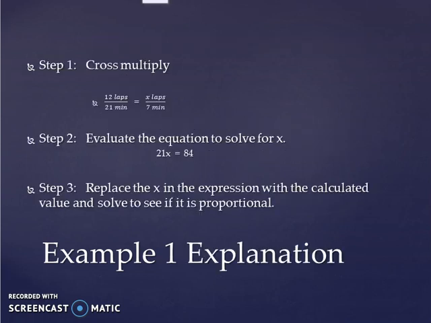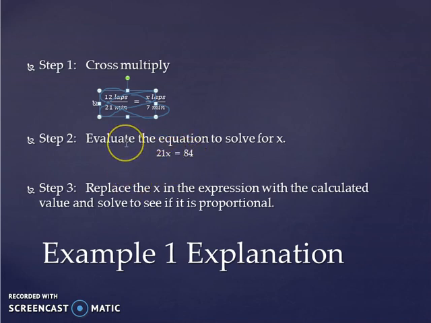Okay, so the first thing that you're going to do is cross multiply. So you're going to do 12 times 7, and then you're going to multiply x times 21. It should be x times 21, and you're going to see it written like it is here in step 2. So 21x is equal to 84.